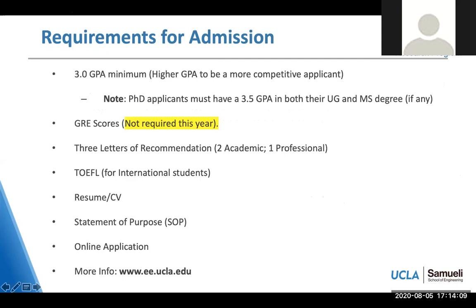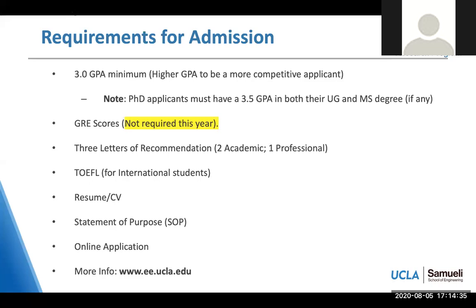So our requirements for admission. The requirements for the MS program and the PhD program are pretty much the same documents that you have to submit in the application. There's only a slight difference. In order to be eligible for admission, you have to have a 3.0 GPA minimum and a bachelor's degree in electrical and computer engineering or a related field.